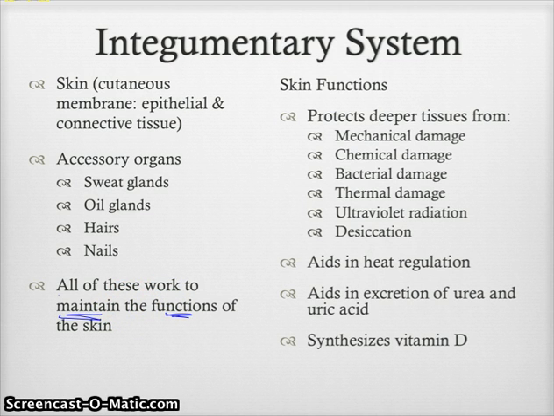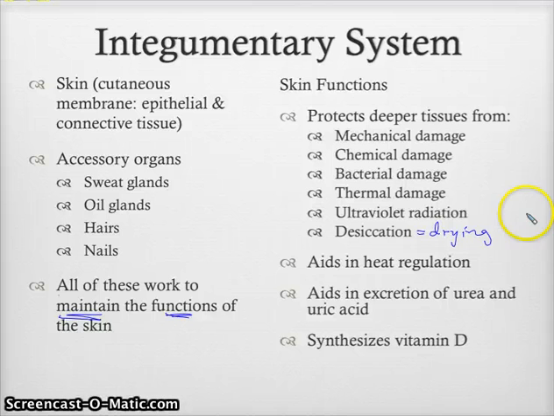Now, primary functions. We're looking at protection, both from mechanical, chemical, bacterial, thermal, ultraviolet, and desiccation, okay? So let's start at the bottom, work our way up. Desiccation, we're talking drying out. Remember, you are predominantly liquid, predominantly water. The reason we need that is for a variety of functions. One of the things we talked about in one of the previous case studies was the need to maintain a certain level of fluid, otherwise you become dehydrated. Well, that protection from desiccation is performed by the skin.